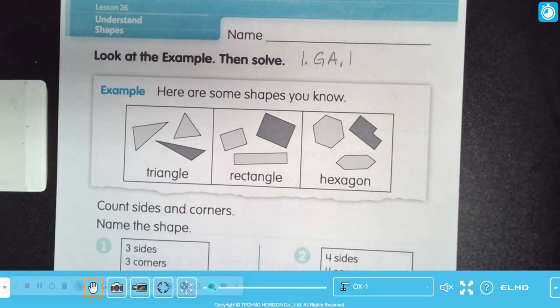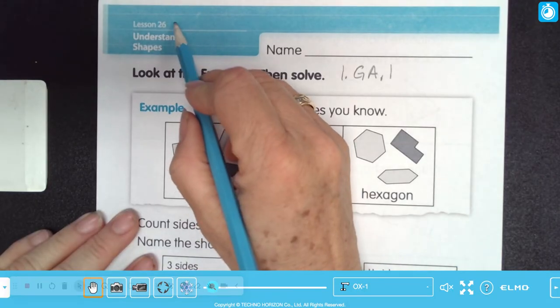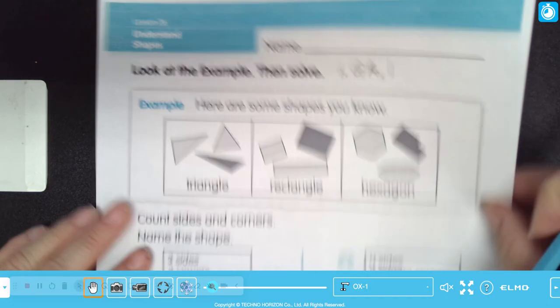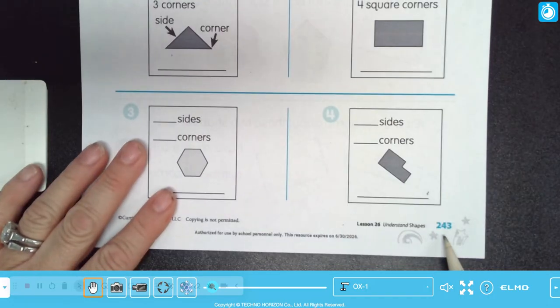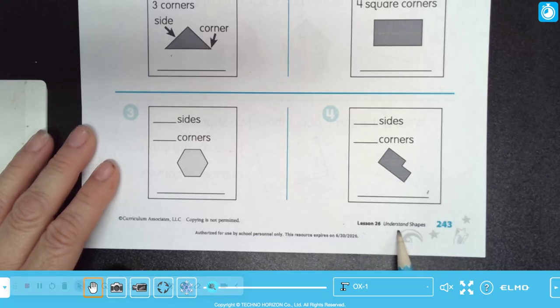Hi everybody. So today we're going to be doing some geometry. We're going to do lesson 26 from the iReady Math for first grade. And it's the first page, page 243 on lesson 26, which is called Understand Shapes.